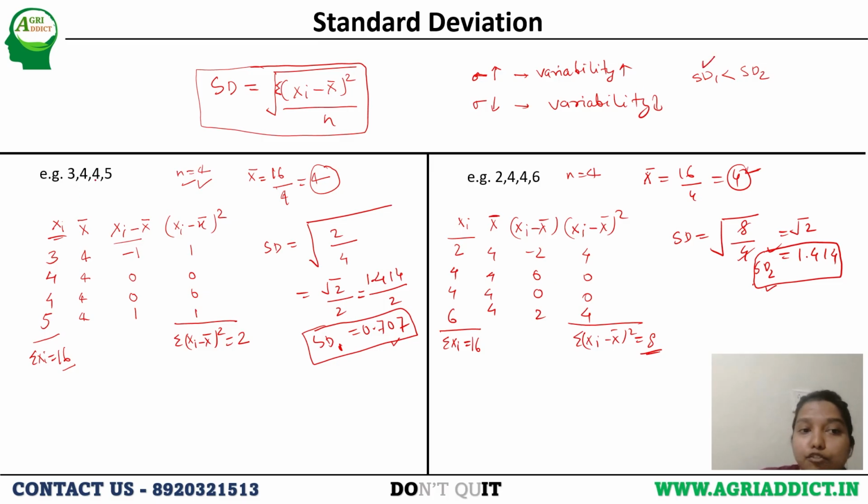You can see that in 3, 4, 4, 5, the difference between these is not that much. Here in 2, 4, 4, 6, the difference is comparatively more than in this data series. So that's why we are saying SD1 means variability is less, and in SD2, in the second example, the variability is more. I hope you got the concept. So let's move to the next slide.